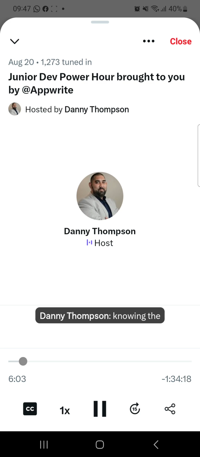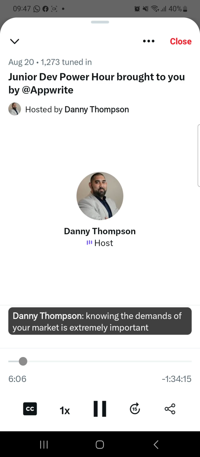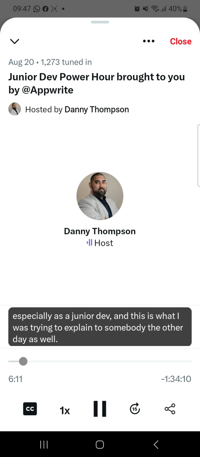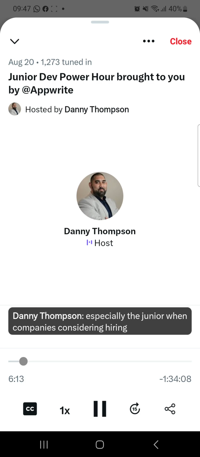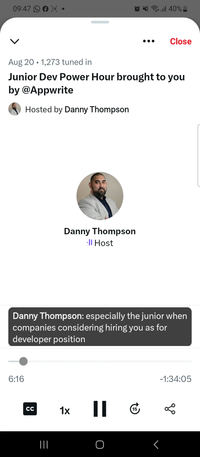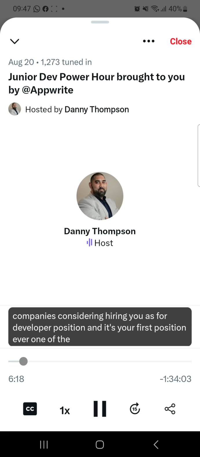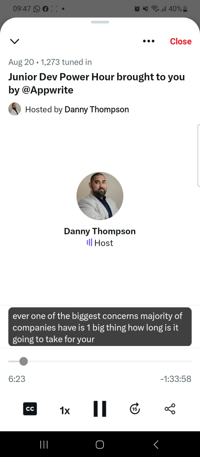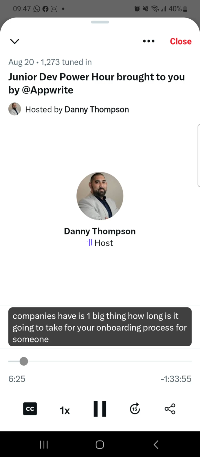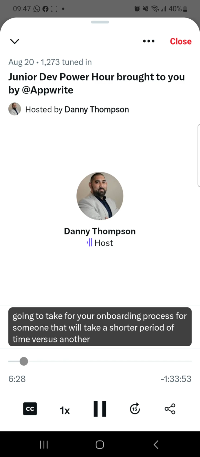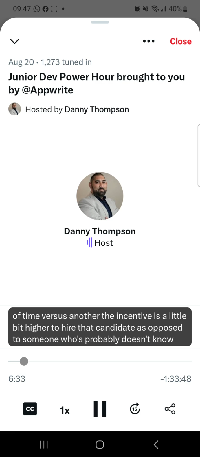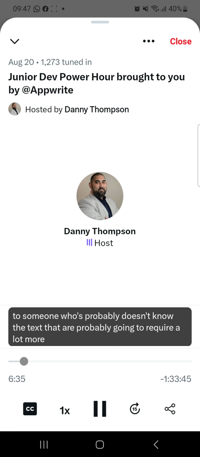Knowing the demands of your market is extremely important because, especially as a junior dev, and this is something I was trying to explain to somebody the other day, when a company's considering hiring you for your first position ever, one of the biggest concerns the majority of companies have is one big thing: how long is it going to take for your onboarding process? For someone that will take a shorter period of time versus another, the incentive is a little bit higher to hire that candidate as opposed to someone who probably doesn't know the tech stack and is going to require a lot more hand holding. Maybe they're not going to take 3 months or 6 months to get onboarded. Maybe it's going to take a year.